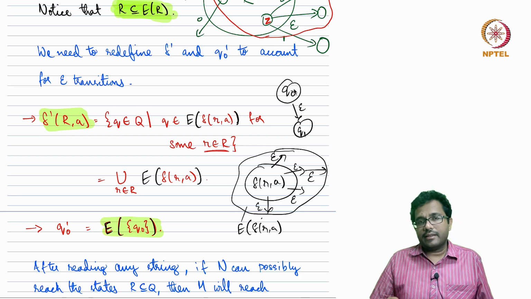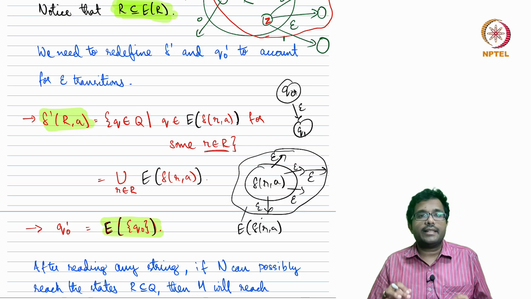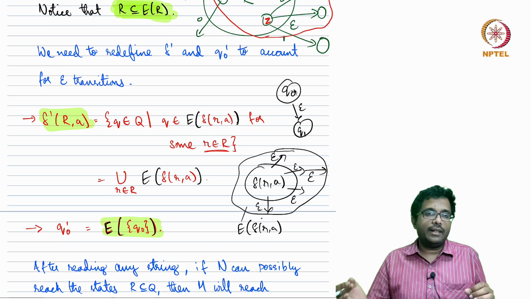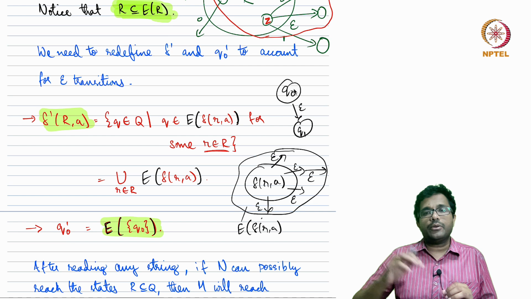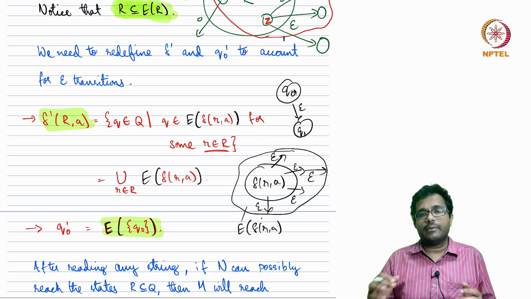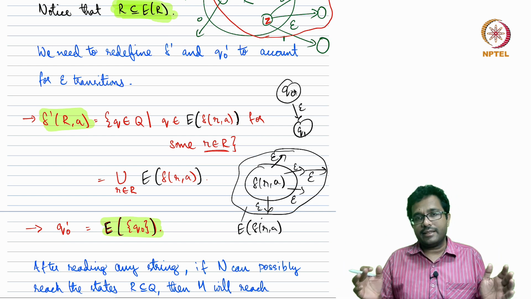For each R, the transition function from a set R upon seeing a symbol A: you look at each small r in capital R, where all can you go upon seeing A? That is given by delta of r, A. It is a set of states.